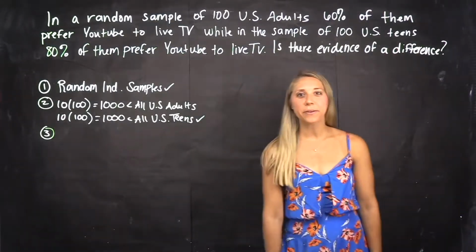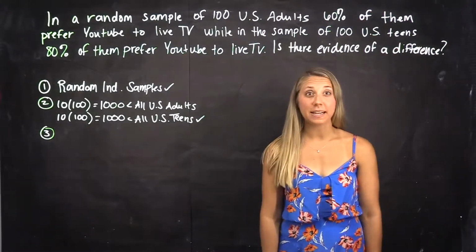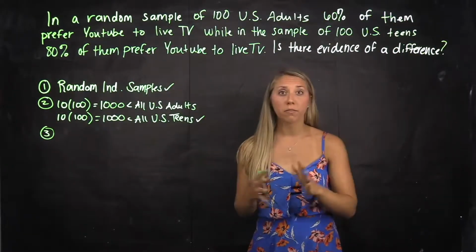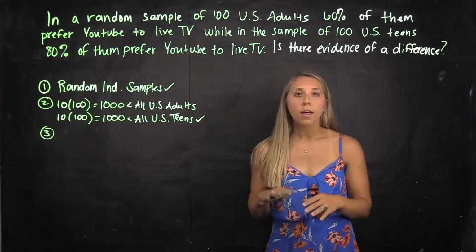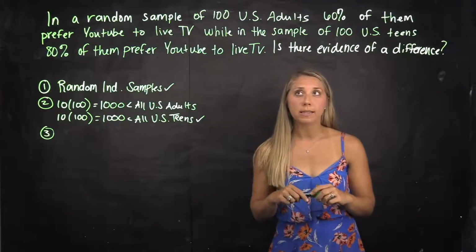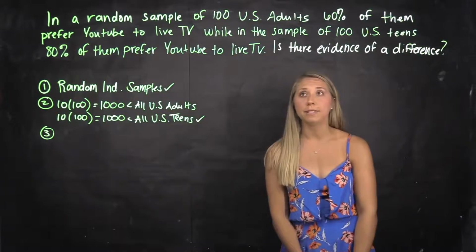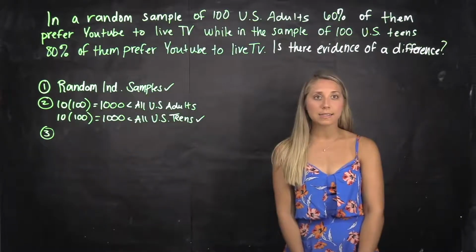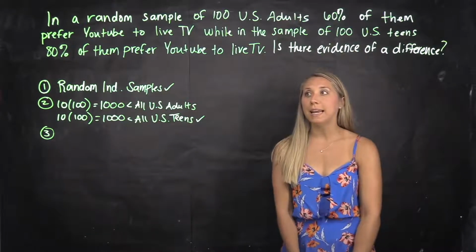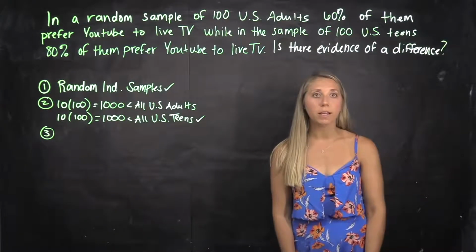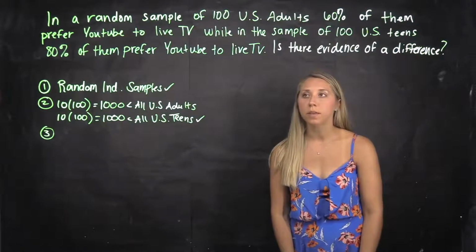Hey guys, today we're going to be doing a significance test for the difference of two proportions. We're going to use some similar information that you might have seen before. The random sample we're talking about is 100 US adults where 60% of them prefer YouTube to live TV, while in a sample of 100 US teens, 80% of them prefer YouTube to live TV. We want to know, is there evidence of a difference?